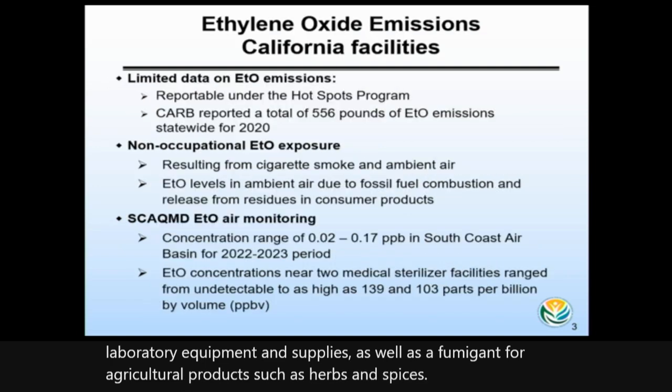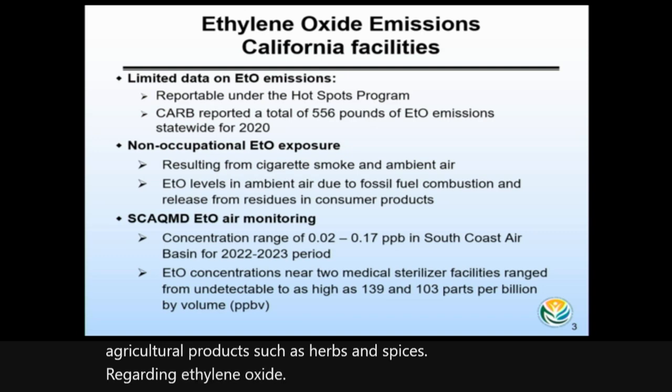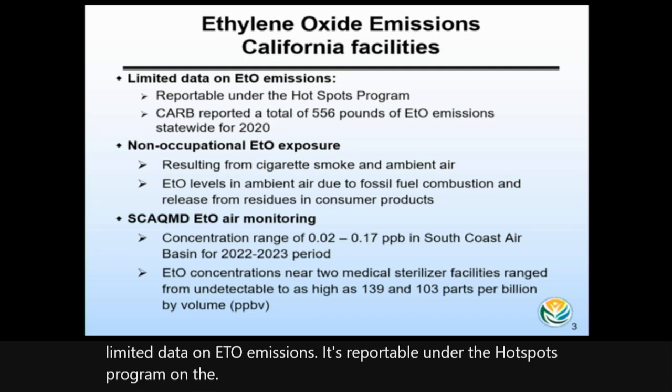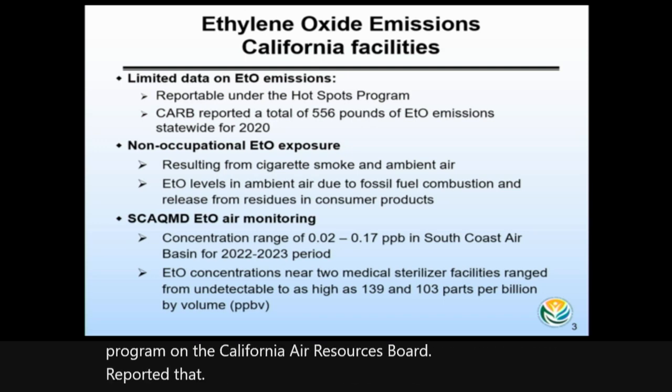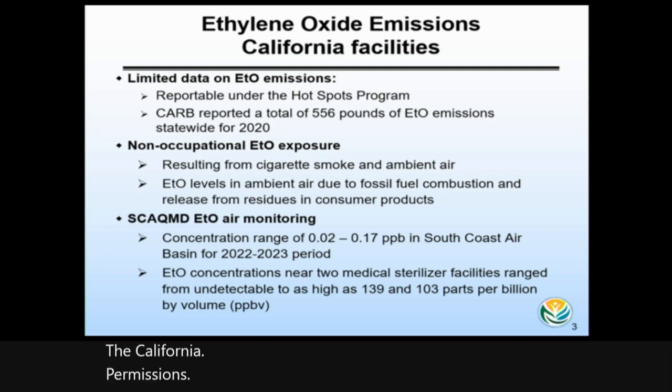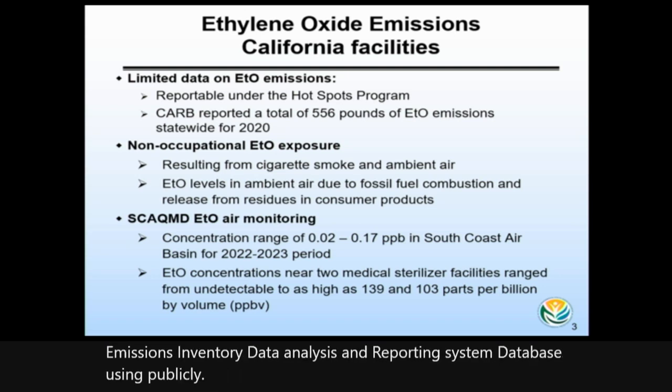Regarding ethylene oxide emissions in California, there's limited data on EtO emissions. It's reportable under the Hotspots program. And the California Air Resources Board reported a total of 556 pounds of EtO emissions statewide for the year 2020, as can be seen in the CEDARS database, the California Emissions Inventory Data Analysis and Reporting System database, using a publicly available search tool.